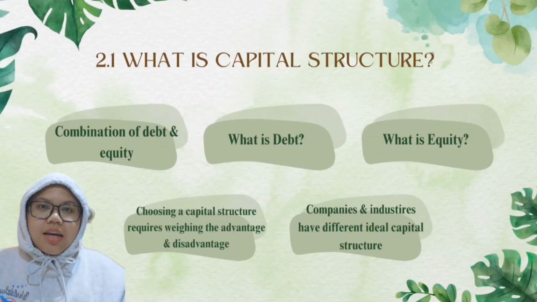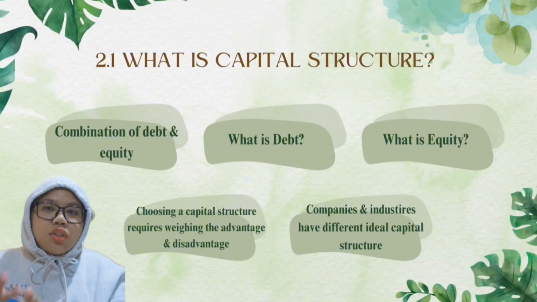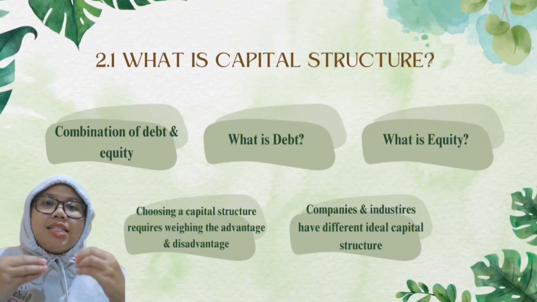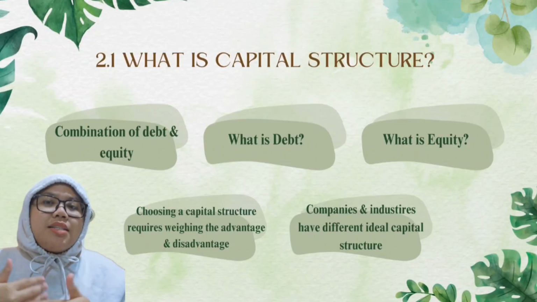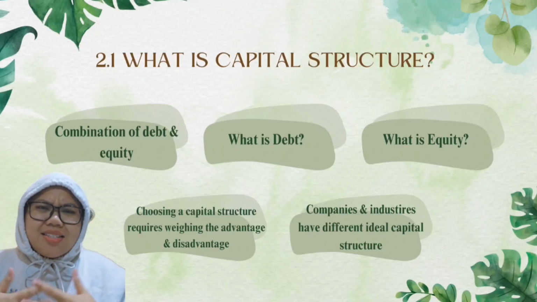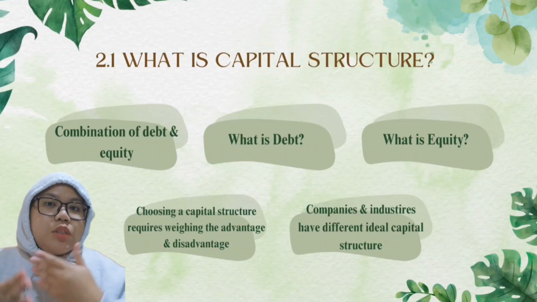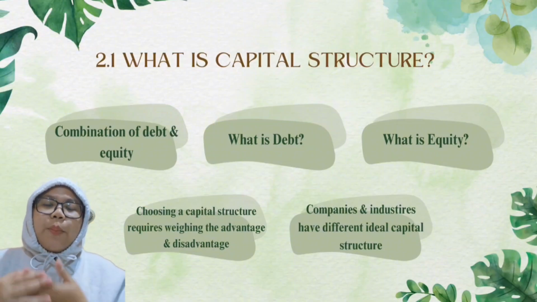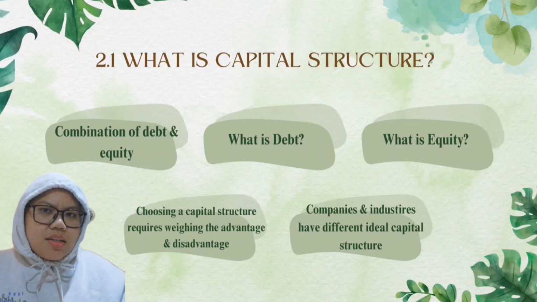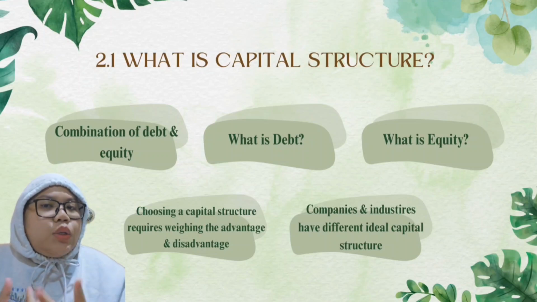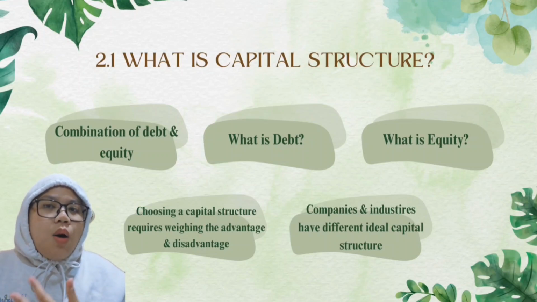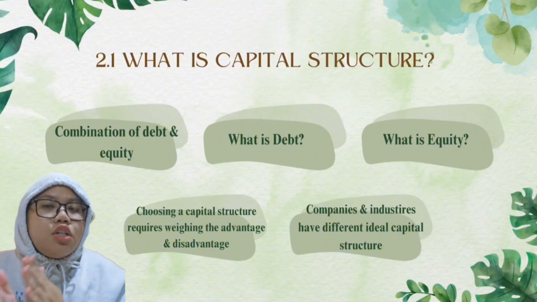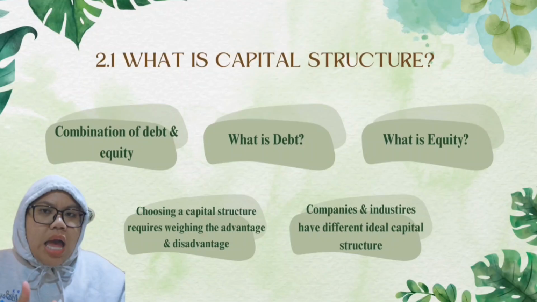What is capital structure? A company's capital structure is the combination of debt and equity it utilizes to fund its operations and expansions. What is debt? Debt is defined as borrowed money, such as loans or bonds, that the company must pay back with interest. What is equity? Equity is defined as money acquired from shareholders through retained earnings or the issuance of common stock.